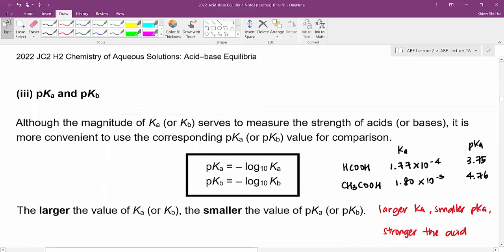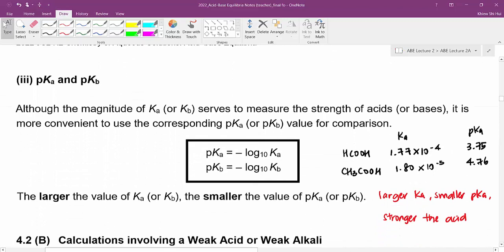Let's now look at pKa and pKb. Typically, we use the magnitude of Ka and Kb to measure the strength of acids and bases, but sometimes it is more convenient if we use the corresponding pKa and pKb. Now, P itself refers to applying the function of negative log base 10, so pKa means negative log base 10 of Ka, and pKb means negative log base 10 of Kb.